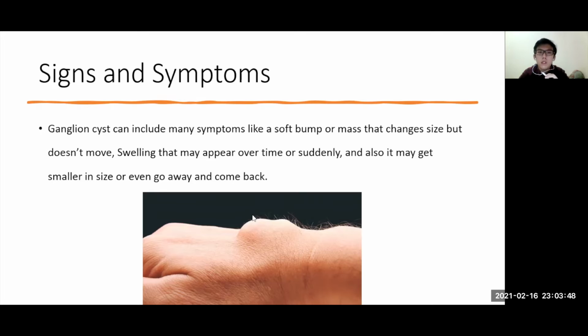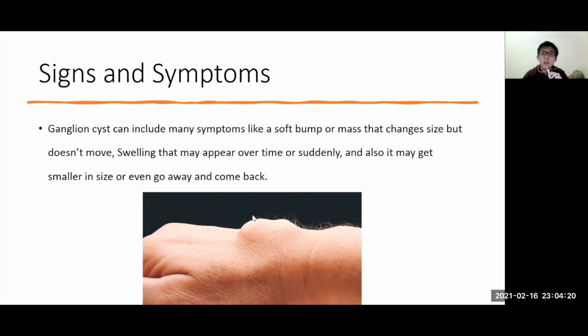About the symptoms, ganglion cyst can include many symptoms like a soft bump or mass that changes size but doesn't move, swelling that may appear over time or suddenly, and it may also get smaller in size or even go away and come back. One large cyst or many smaller ones may develop, but they are usually connected by different tissue. Some degree of pain is possible, especially after acute or repetitive trauma, but many aren't painful.